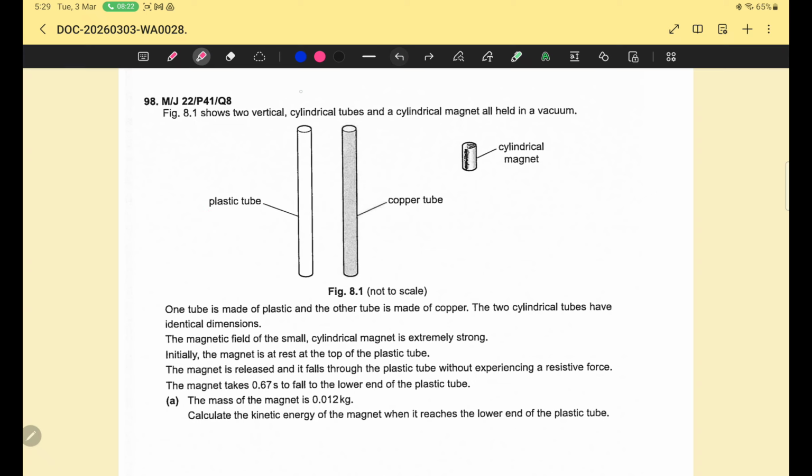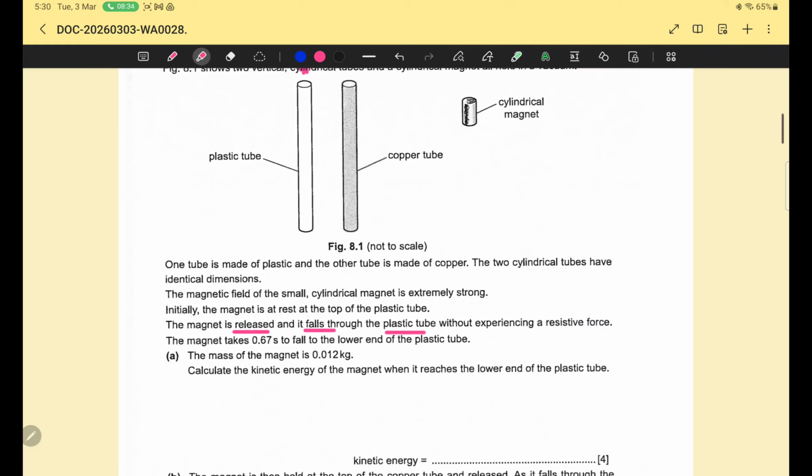Consider this is a plastic tube and consider this is the cylindrical magnet. And now the magnet is released and it falls through the plastic tube. And when it is passing through the plastic tube, it does not experience any resistive force. And if there is no resistive force, then it is called free fall motion. So the magnet is falling through the plastic tube as free fall motion, and you are given it is taking time 0.67 second to fall to the lower end of the plastic tube.